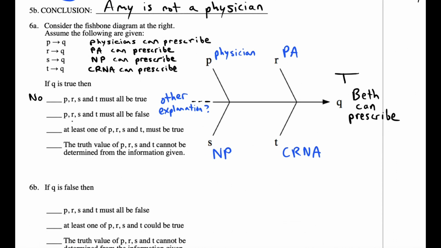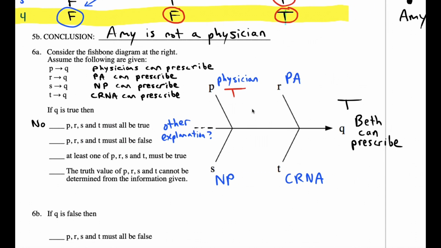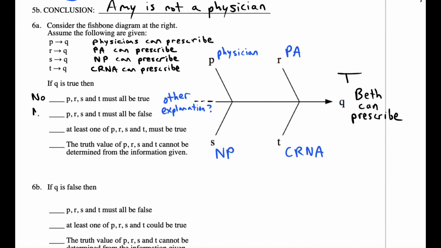What about this? Must all of them be false? So she is not a physician and not a PA and not a nurse practitioner and not a CRNA. Is that the case? No, she might be one of them. She's able to prescribe the medicine, and maybe the reason is because she is a physician, and that's why Beth is here. Okay. So I'm going to put no for this one.